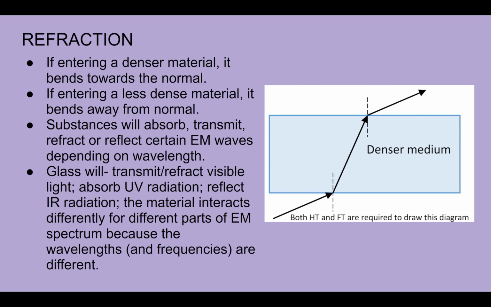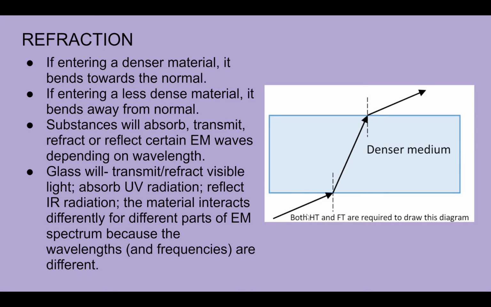If light enters a denser material, it bends towards the normal. This is refraction. If entering a less dense material, it bends away from the normal. Substances will absorb, transmit, refract, or reflect certain EM waves depending on the wavelength. Glass will transmit or refract visible light, absorb UV radiation, and reflect infrared radiation. The material interacts differently with different parts of the EM spectrum because their wavelengths and frequencies are different.